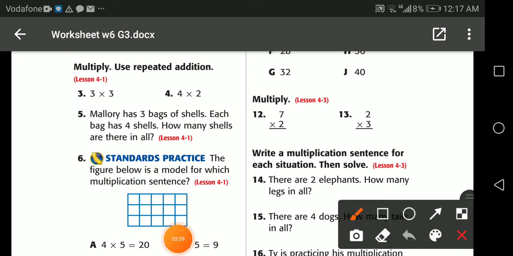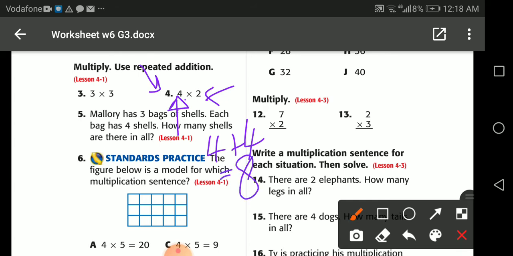And for this one also, 4 multiplies 2, it means the big number is repeated how many times? 2 times. 4 is repeated 2 times. This means we have 8 here.